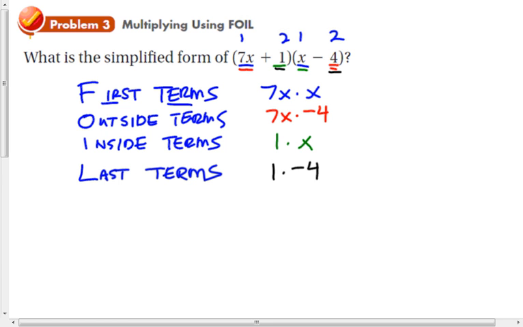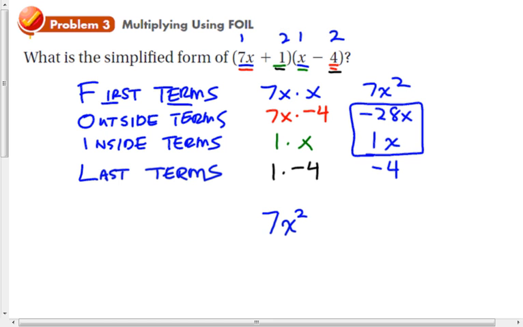All right? And so I'm just going to simplify those. I get 7x squared, -28x, 1x, and -4. And then I'm just going to combine those into an expression, combining like terms. -28x and 1x together make -27x, and then -4. So that's called the FOIL method. You can go ahead and try that.